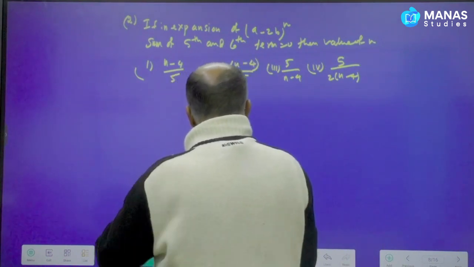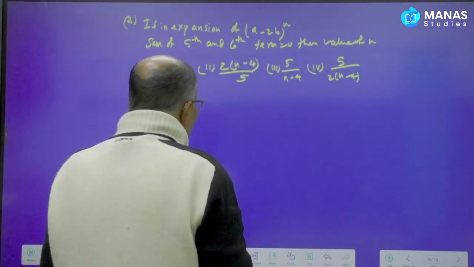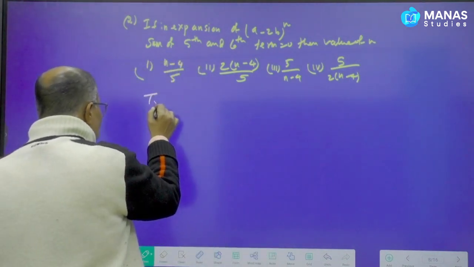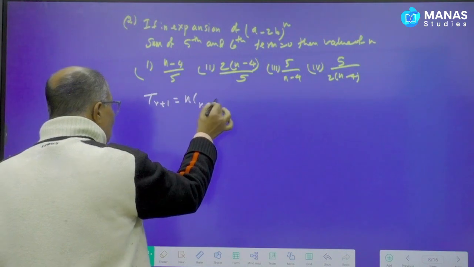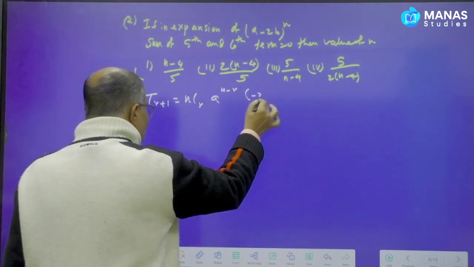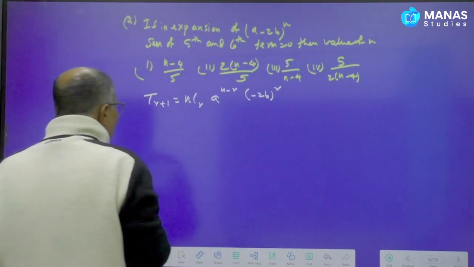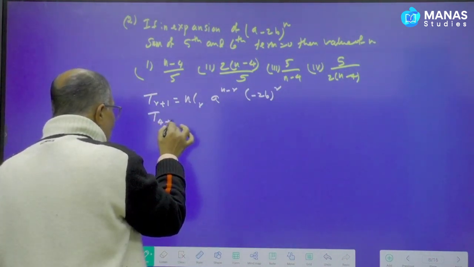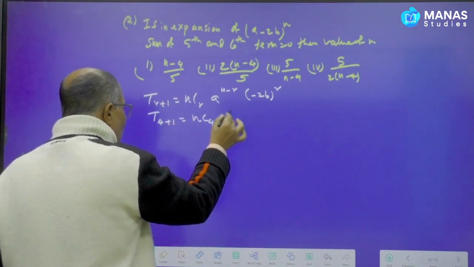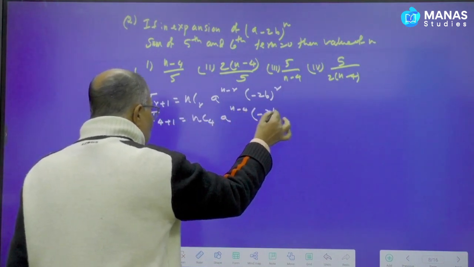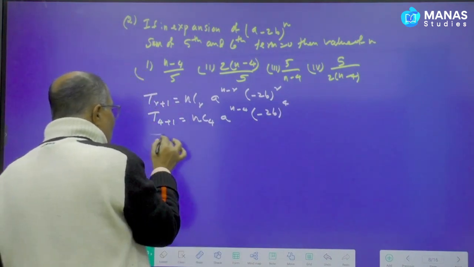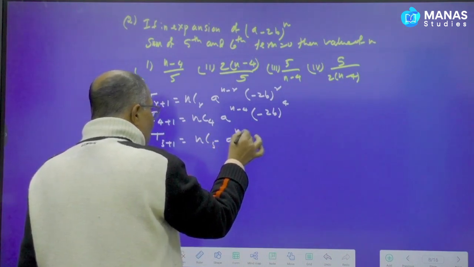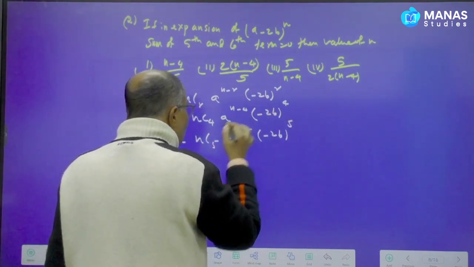Next question. In the expansion of (a − 2b)^n, the sum of the fifth and sixth term is equal to 0, then find the value of... T(r+1) = nCr a^(n−r) (−2b)^r. We want to find out the sum of fifth and sixth term. So r is equal to 4: nC4 a^(n−4) (−2b)^4. And T(5+1) is equal to nC5 a^(n−5) (−2b)^5.